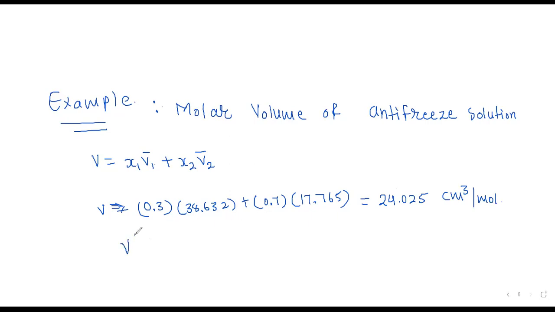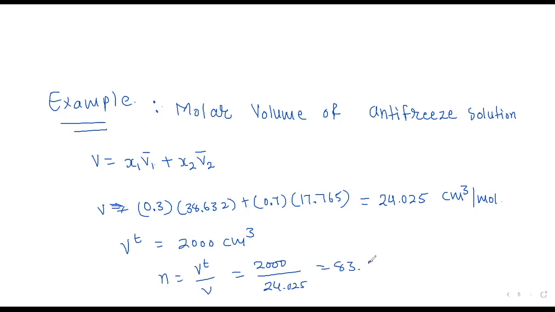Total volume of solution will be 2000 centimeter cube. So the total number of moles required is equal to total volume divided by molar volume. Total volume is 2000, molar volume is 24.025, which means 83.246 total moles. So in that, how much is the moles of methanol and how much is the moles of water?